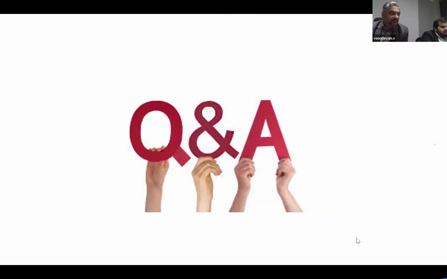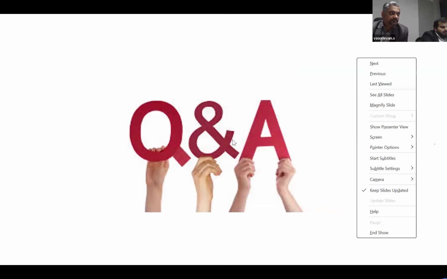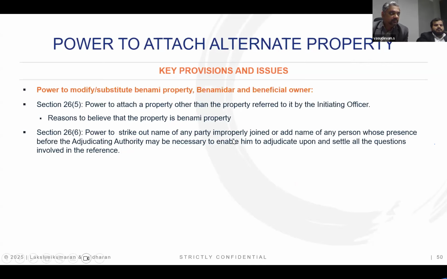Then the third aspect which we wanted to highlight is very important because many times we have seen this happening. Let us say that initially when the case is framed, when the show cause notice is issued, there is a particular property which is identified as Benami property, a particular person is the Benamidar, and a particular person is the beneficial owner. The investigation is ongoing, but still the attachment has taken place.